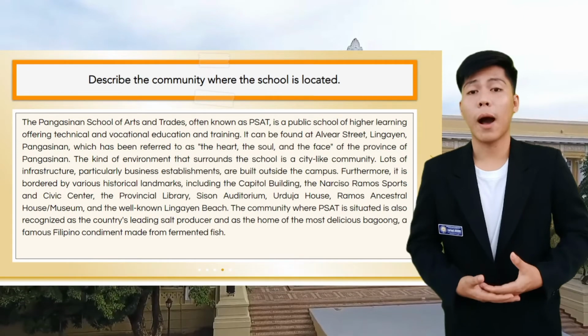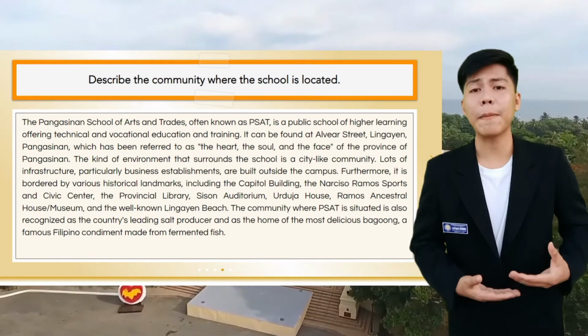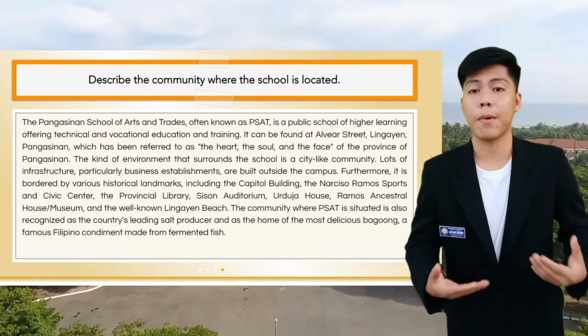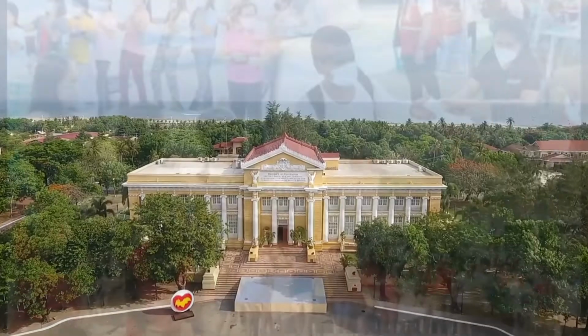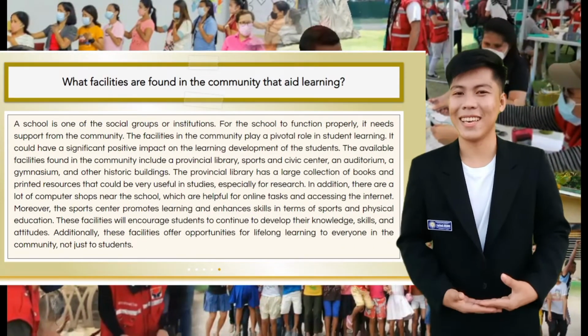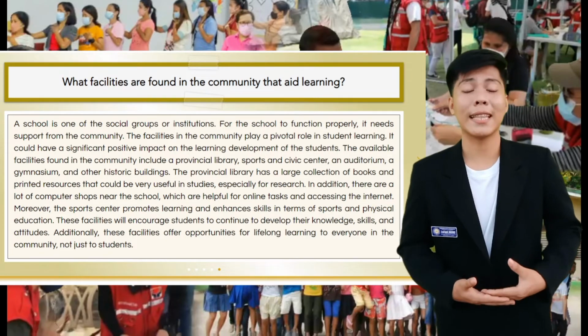The Pangasinan School of Arts and Trades, or PSAT, is a public school of higher learning offering technical and vocational education and training. The kind of environment that surrounds the school is a city-like community. It is bordered by various historical landmarks including the Capitol Building. For the school to function properly, it needs support from the community. These facilities will encourage students to continue to develop their knowledge, skills, and attitudes.